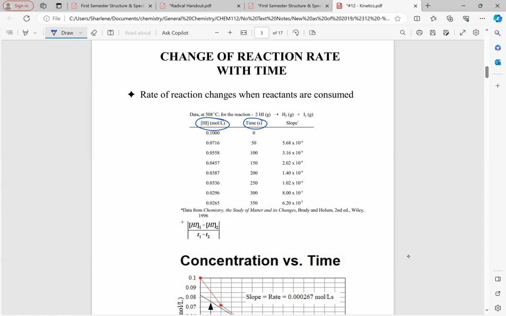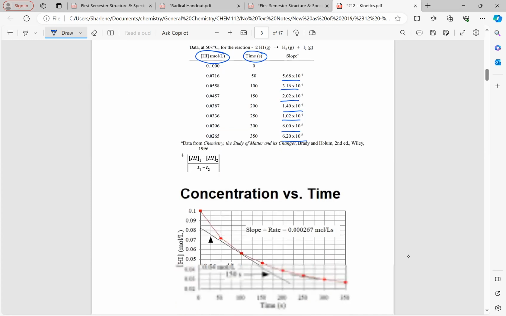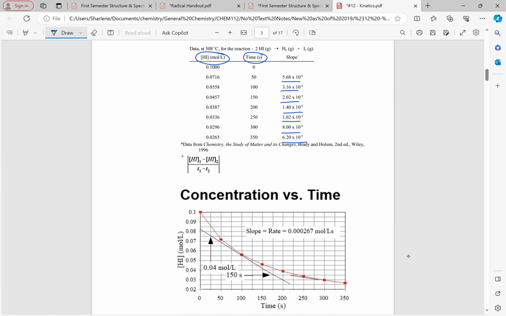Now, mathematically, at every given moment, I could find the slope. Remember the rise over the run. Why am I telling you that? Because remember, rate is the change in concentration over the change in time. So this would generically be one of the rate equations.